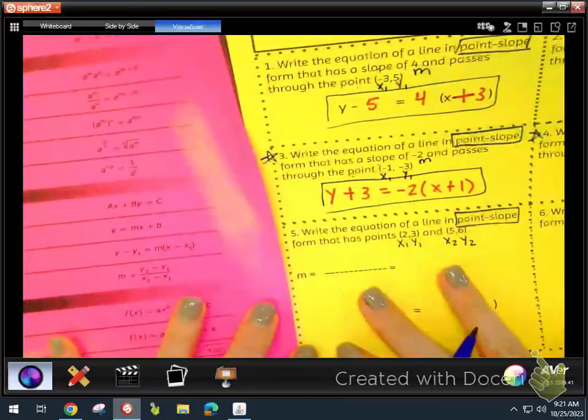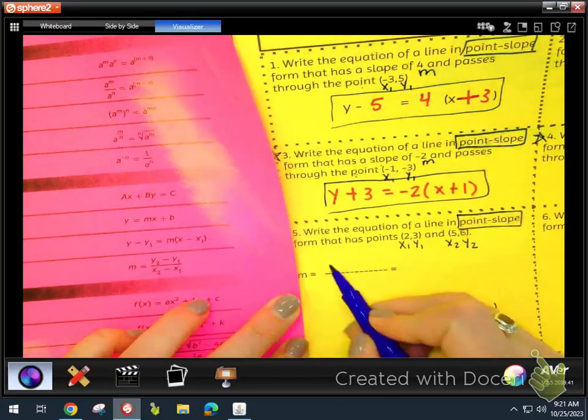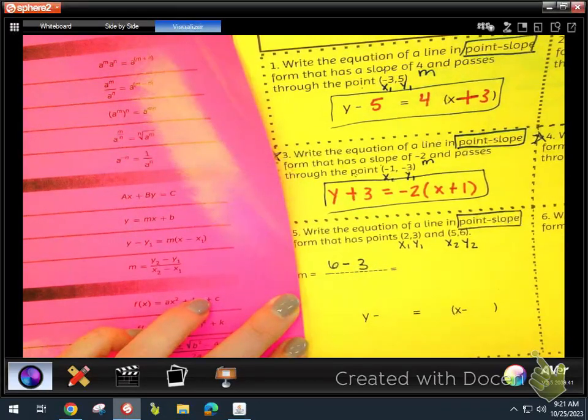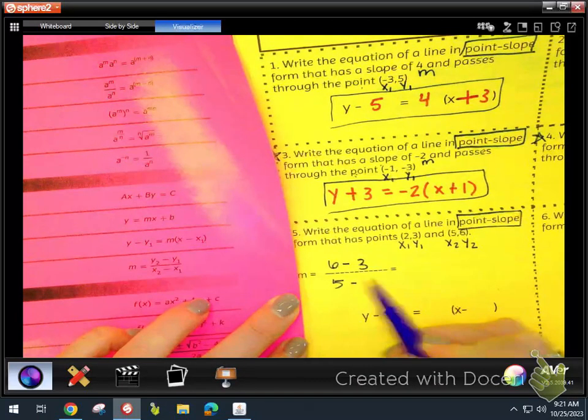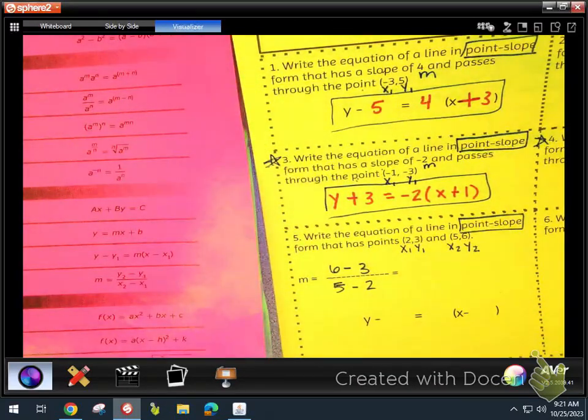Get my chart. Got my labels. All right, Y2. What number is Y2? 6 minus, what number is Y1? 3. 3 over X2, 5 minus 2. And then where can I put that? To simplify it all the way down.